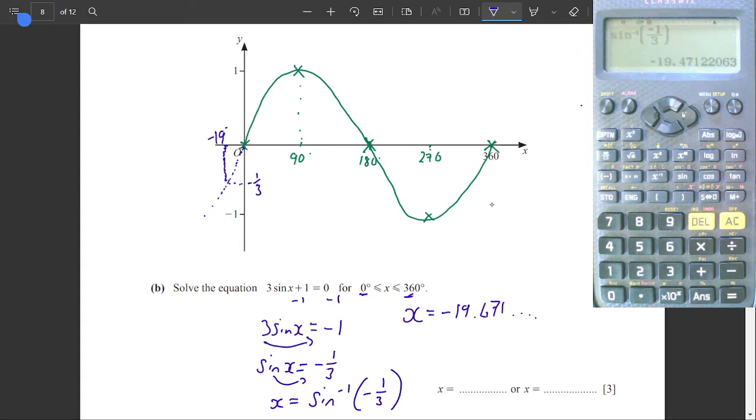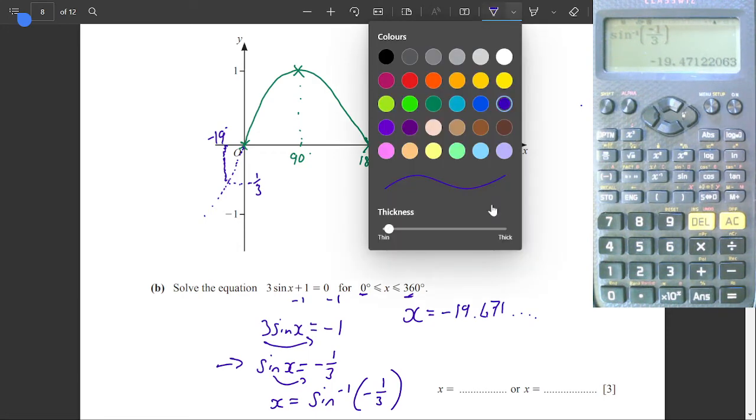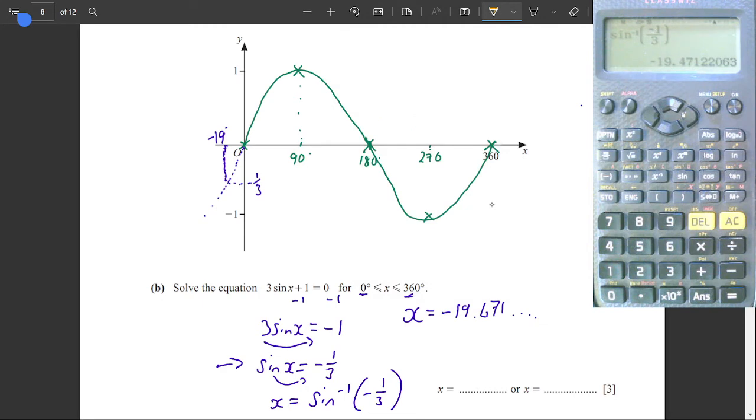Minus a third, which was sin x equals minus a third, then it's minus 19. So what we need to look at now is, I want to go in orange here. If we go across from there to minus a third, when we want other values, we're going to cross our graph again twice. Once here somewhere above 180, and again here somewhere just below 360.